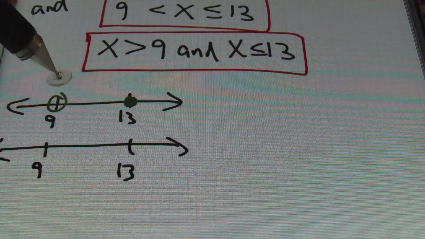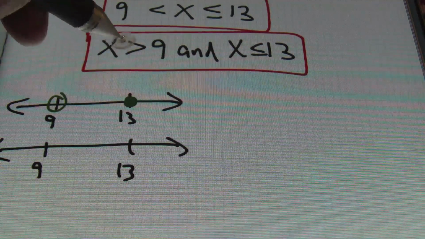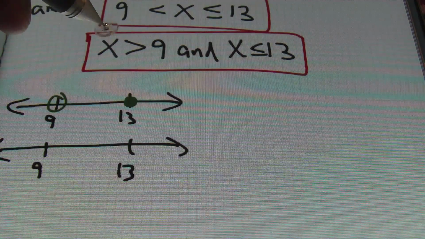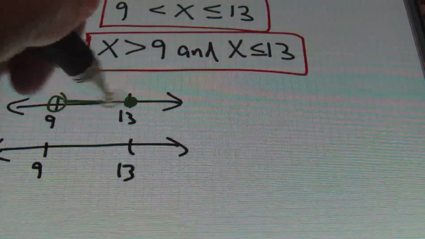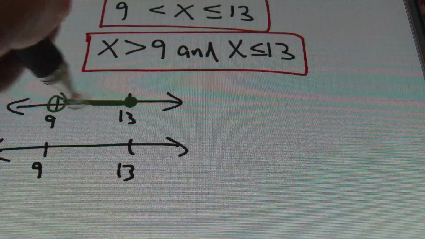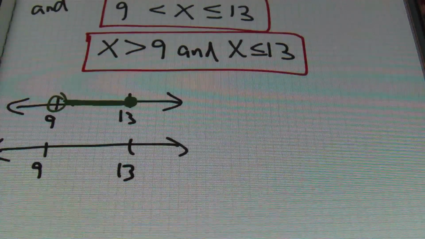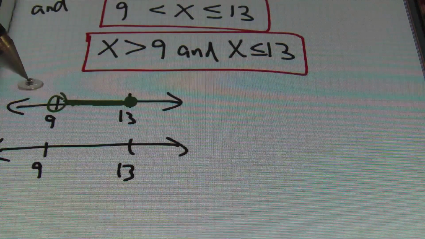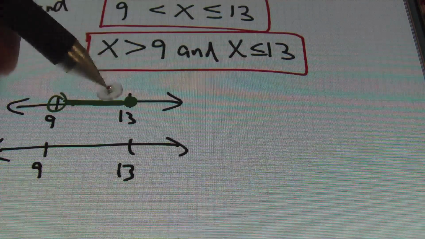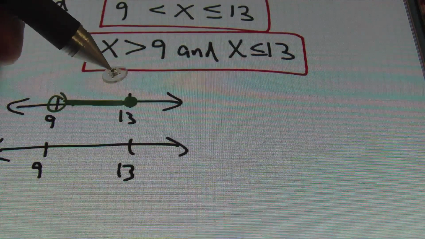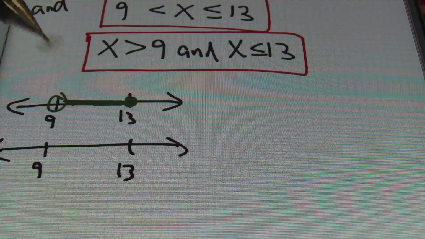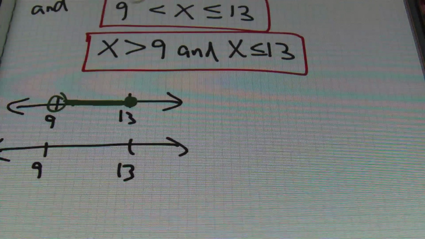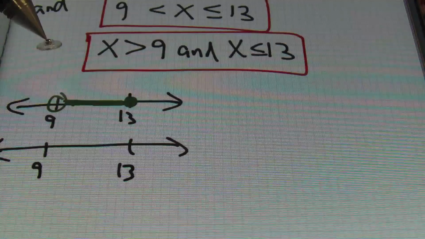And I'll start shading to the right of 9 because it says that my solutions will lie between 9 and 13. So that's why we'll be trapped between these two numbers here as I shade in my solution. So I have an open circle at 9 because of the greater than symbol. I have a closed circle at 13 because of the less than or equal to symbol, and it's going to be trapped in between because it's an intersection of these two solutions. It's what they have in common.